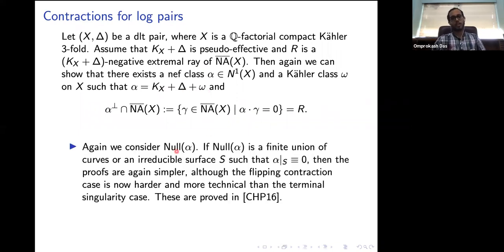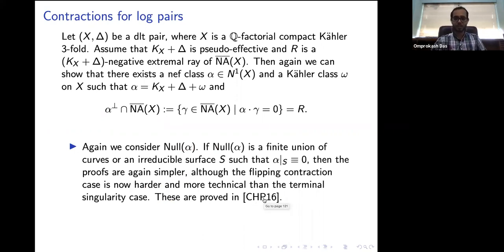So again, we consider the null locus of alpha. If the null locus of alpha is a finite union of curves, or an irreducible surface on which alpha is numerically trivial, then the proofs are again simpler. Although for the flipping contraction, the first case, the finite union of curves, that case is now harder and more technical, because the singularities of X are now non-isolated, but still not that hard. Both of these two cases are proved in the Competition-Hiring abundance paper.